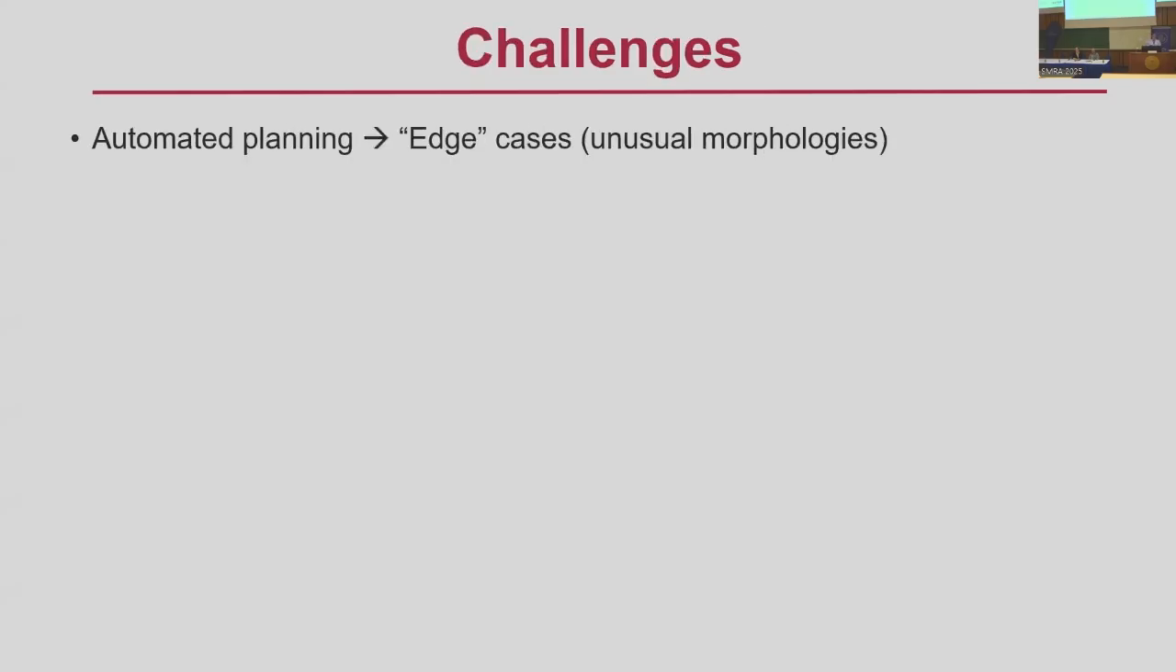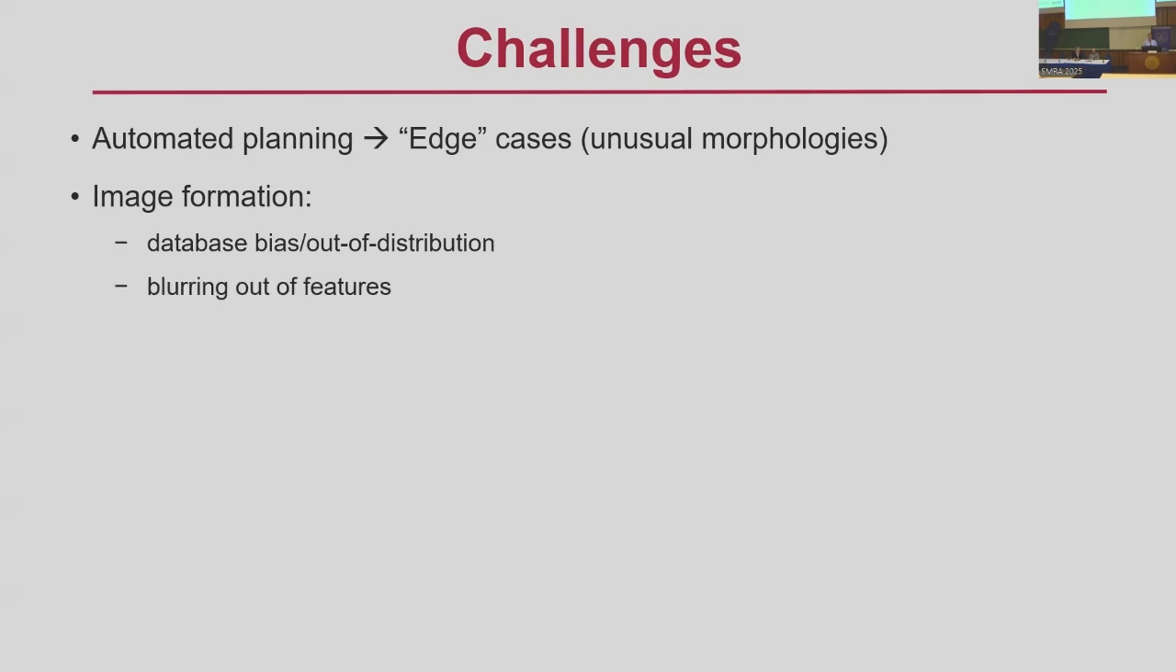There are, of course, challenges. For automatic planning, things work well if people look normal. But in the edge cases, if you have an unusual morphology, that's where it gets tricky, and that's where it's useful to have human interaction and intervention. For image formation, it's similar problems. Usually these are trained on large databases, so if there's an out of distribution case, that's usually going to cause problems, especially if you're looking at very fine details. That also comes into blurring.